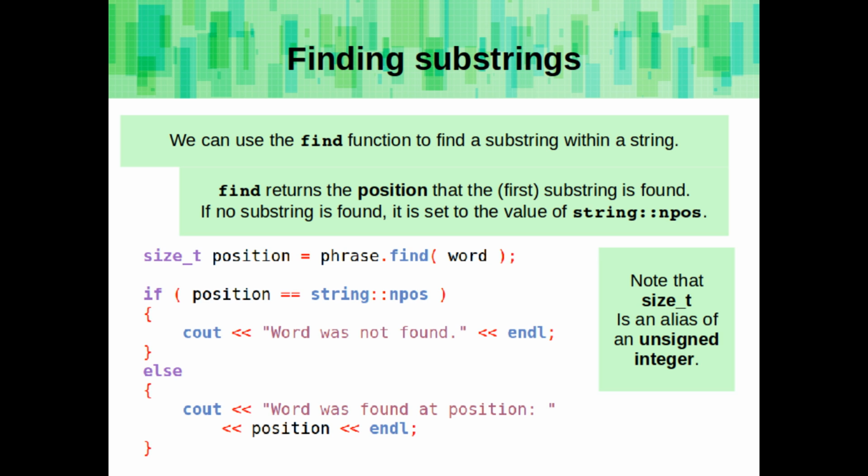We can use the find function to find a substring within a string. Find returns the position that the first substring is found. If no substring is found, it's going to be set to the value of string::npos, so no position. Note that it only returns the position of the first time something matched is found, but not subsequent ones, so you'll have to do a little bit more work if you want to find every occurrence in the string.